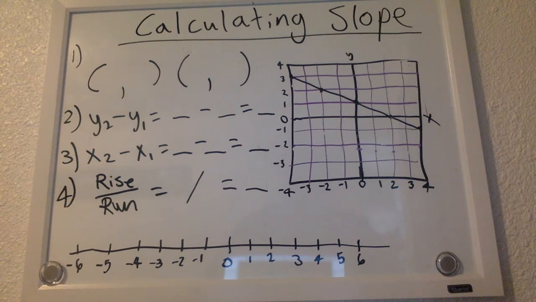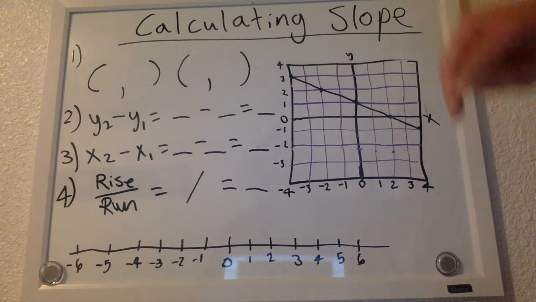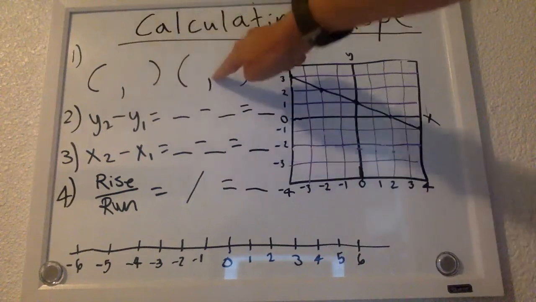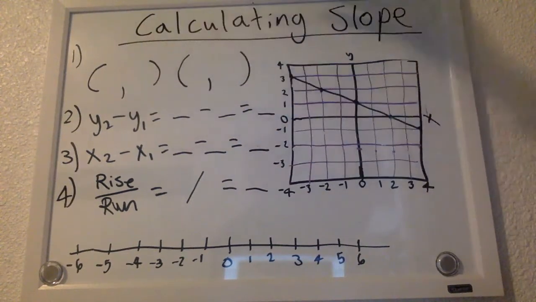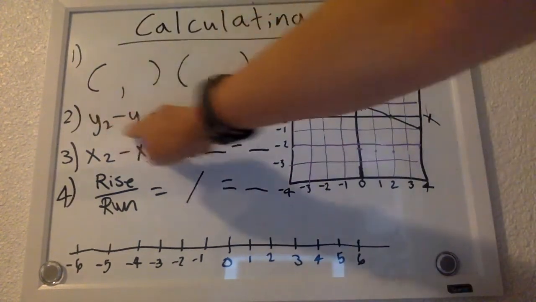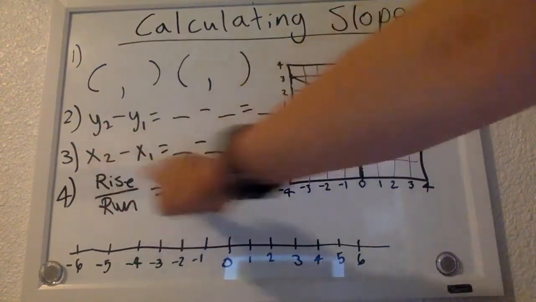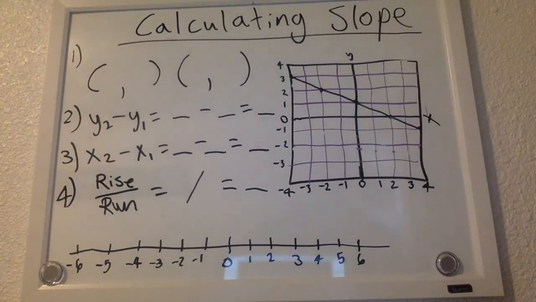All right, so I've kind of set up in your notebook, you kind of have this set up. For step 1, pick 2 points and label them. So you've got 2 places to write points. Step 2, y2 minus y1. Step 3, x2 minus x1. And step 4, rise divided by run. So let's start with pick 2 points and label them.